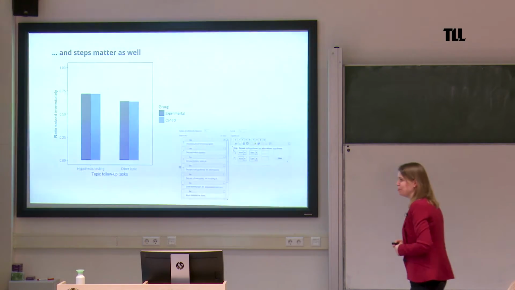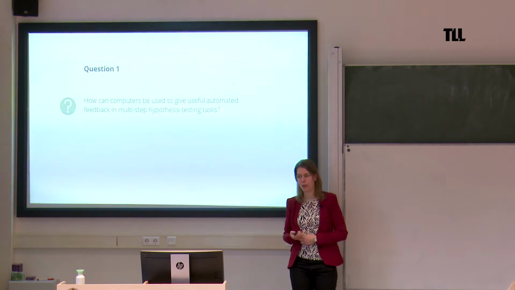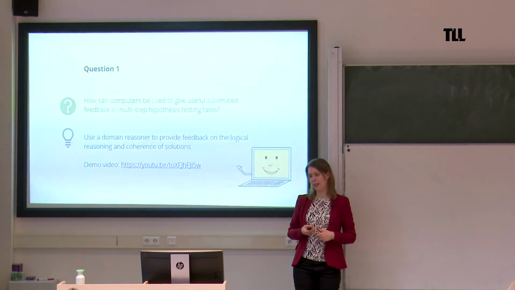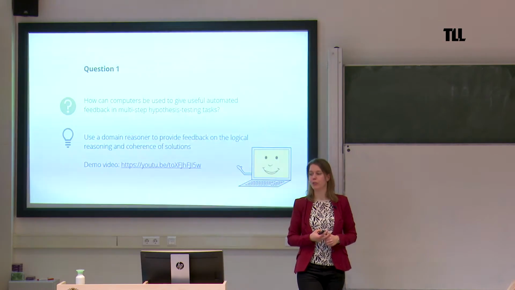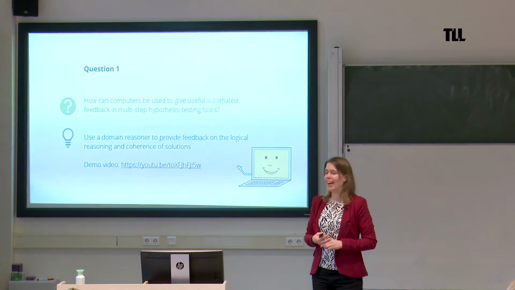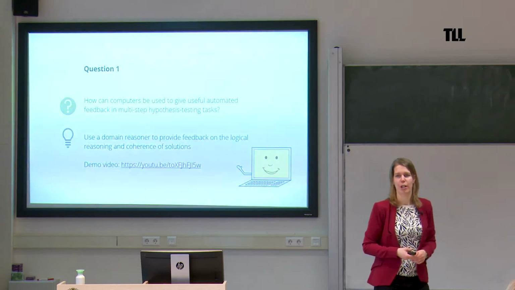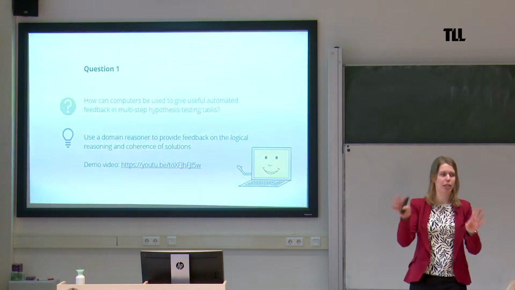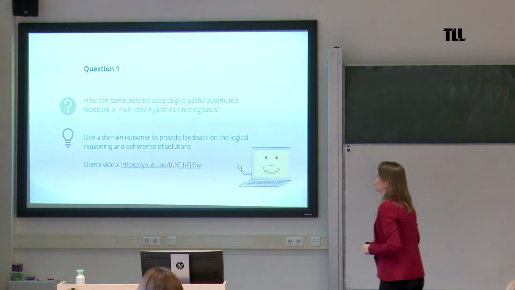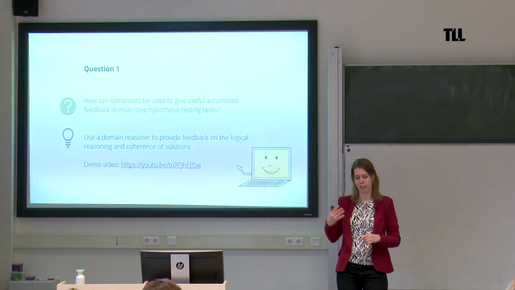All right. So coming back to my first question, how can computers be used to give useful automated feedback in multi-step hypothesis testing tasks? I think that the domain reasoner is a useful solution. For a conference in Chicago last year, I made a demo video. So if you're at home in the next 2 weeks because you can't go anywhere else, you can look at this demo video of how the hypothesis testing tasks can be solved.